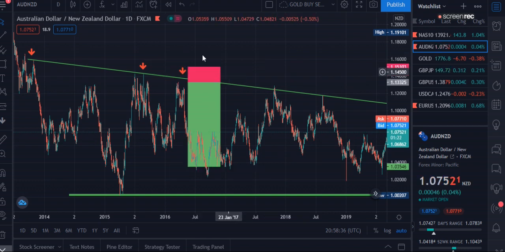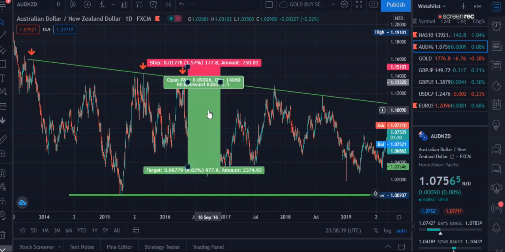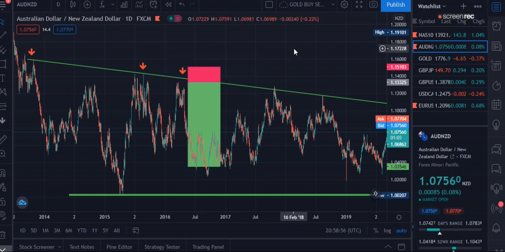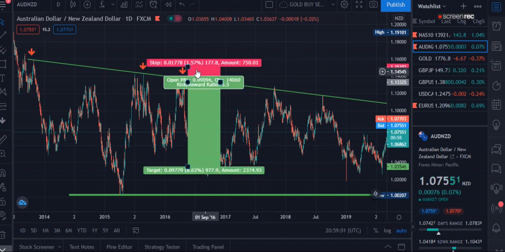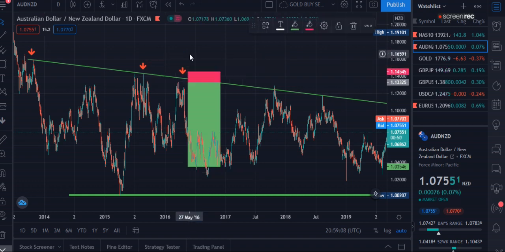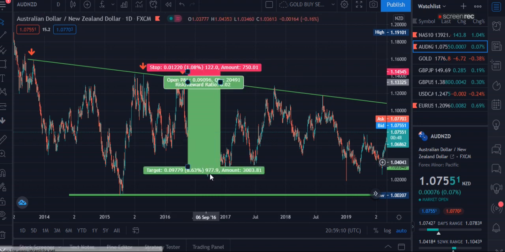I was risking 177 pips, right? But look at how much profit, how much reward there was. That was almost 1,000 pips. I was risking 177 pips to make 1,000 pips. That's a very good risk to reward ratio because I'm just risking about 170. This is something I can actually reduce, something like 122 pips to make how much?